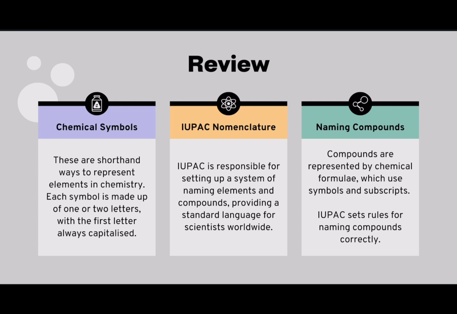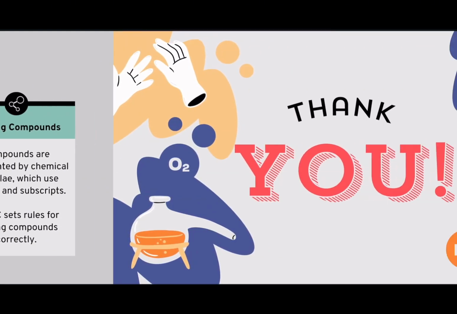Review. Chemical symbols. These are shorthand ways to represent elements in chemistry. Each symbol is made up of one or two letters, with the first letter always capitalized. IUPAC nomenclature. IUPAC is responsible for setting up a system of naming elements and compounds, providing a standard language for scientists worldwide. Naming compounds. Compounds are represented by chemical formulas which use symbols and subscripts. IUPAC sets rules for naming compounds correctly.